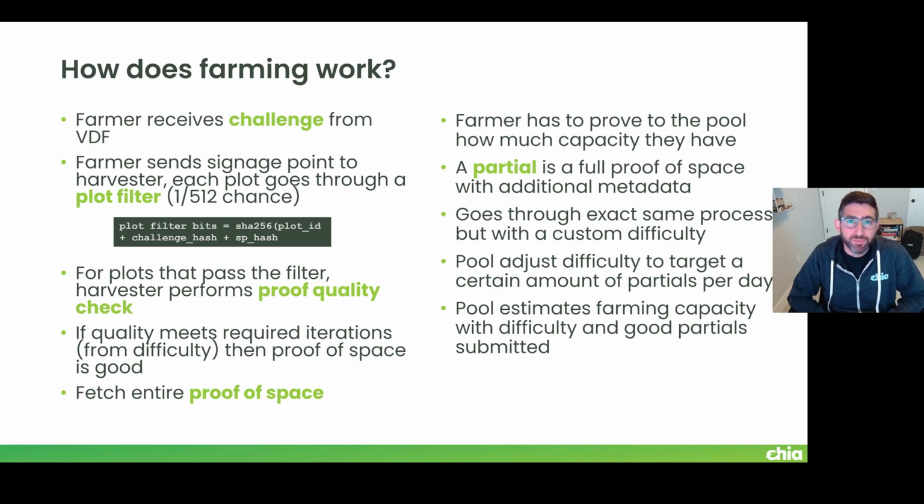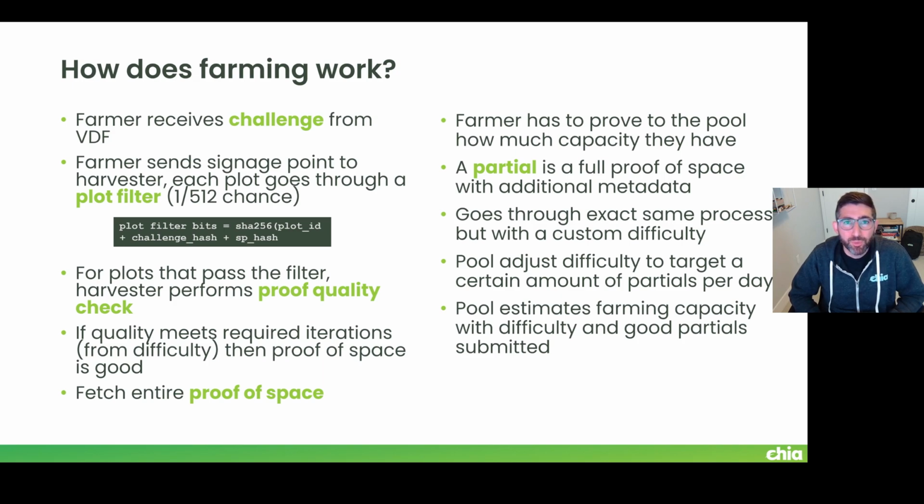Now in a pool, you basically do this in the same way, but they have these things called partials. And a partial is really just a full proof of space. You go through the same process, but with a different difficulty. So you're sending them, because for instance, if you have a couple hundred terabyte farm, you might be waiting a couple of months before you actually find a real proof.